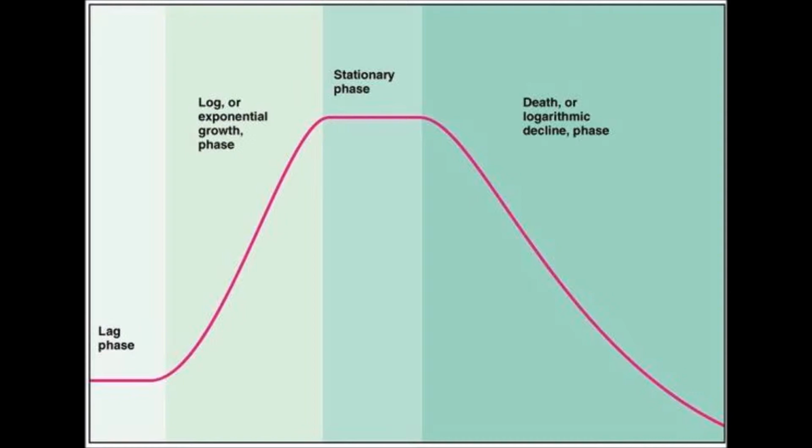I have my notes here, so I'm going to go through them, and hopefully, if this works, I'll have an overlay of the graph so you can follow along as I'm talking. Basically, there are four phases: the lag phase, the log phase, the stationary phase, and the death phase.